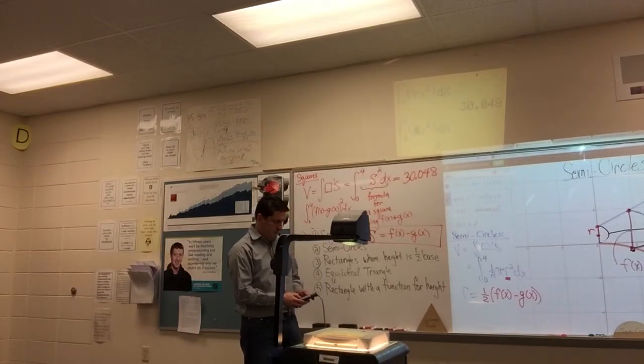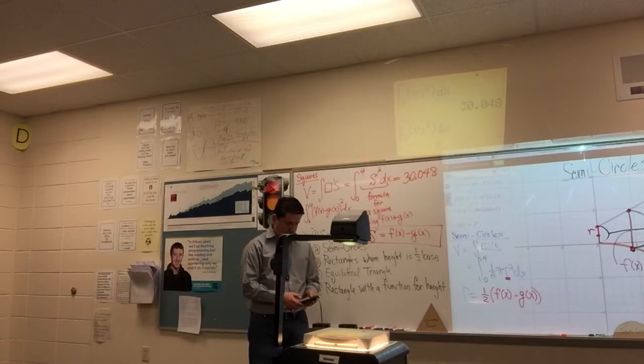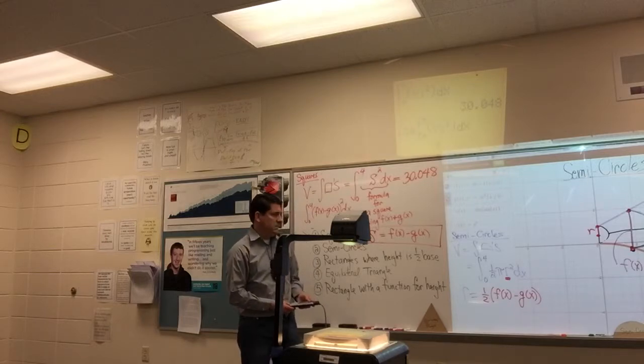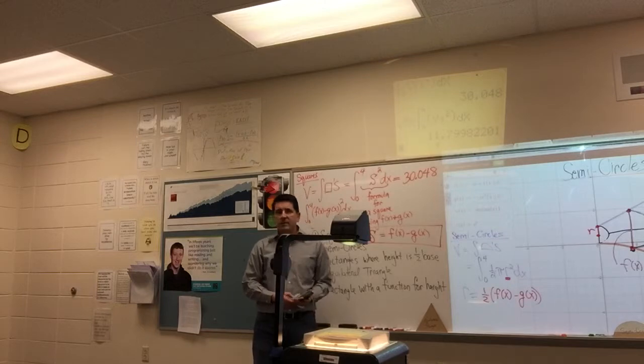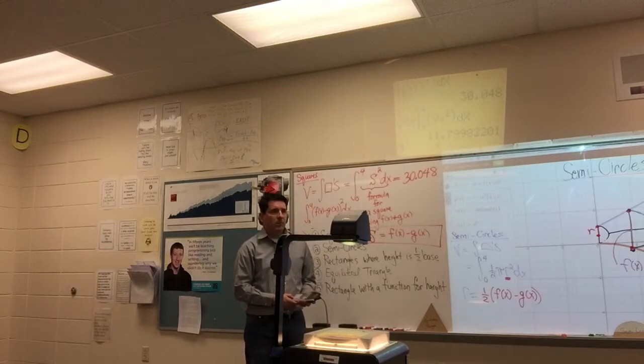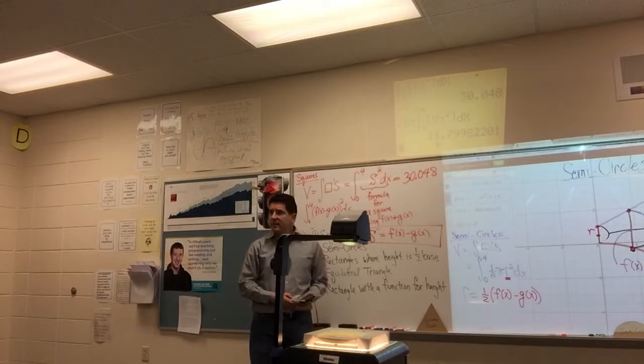y3 squared, 0.5 pi. 11.7998. Anybody else get that? Is that right?